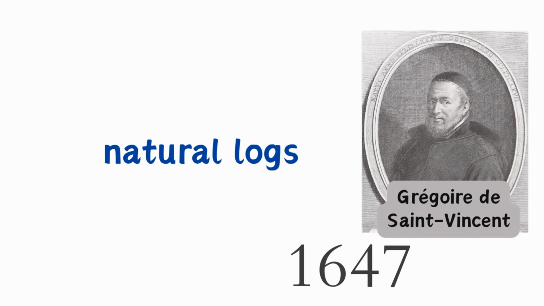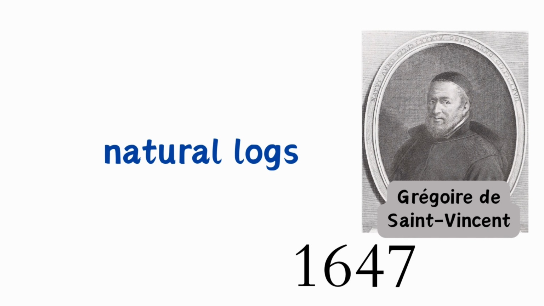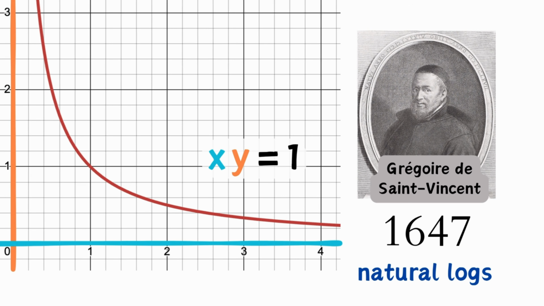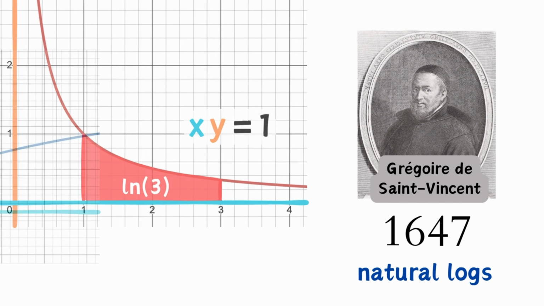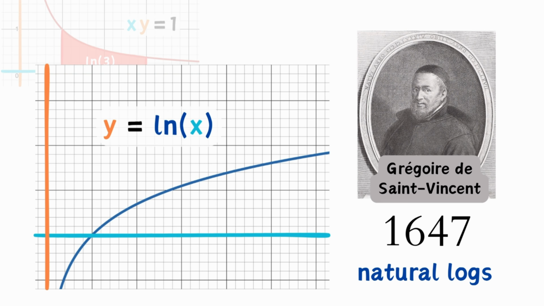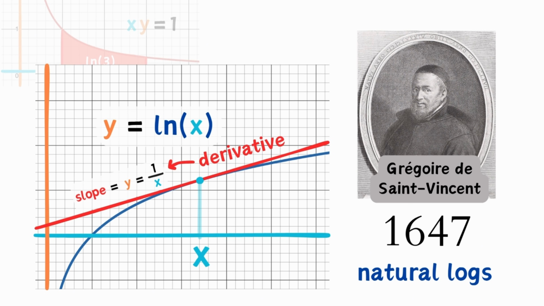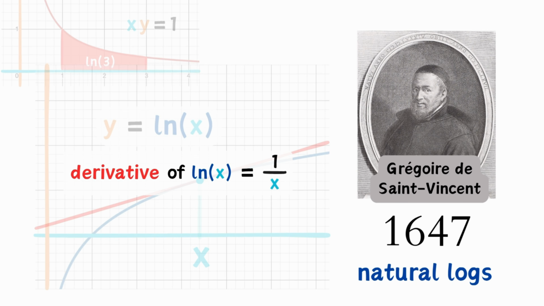In 1647, Gregoire de St. Vincent was studying the hyperbolic curve xy equals 1. He found that the area under the curve relates to the natural logarithm. How does that work? Well, let's take a look at the graph of the natural logarithm. If we pick a random x value, we find that the instantaneous slope at that point is 1 over x. In calculus, we call this the derivative. So the derivative of the natural logarithm is 1 over x.